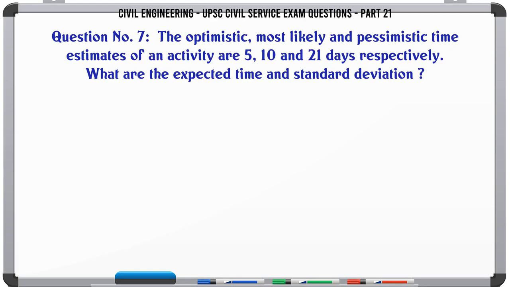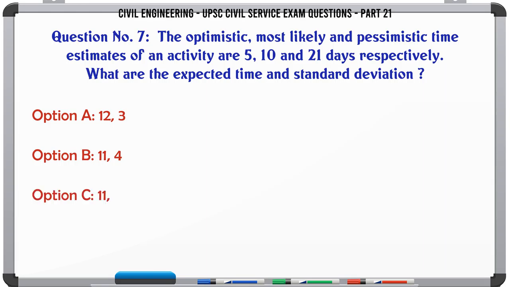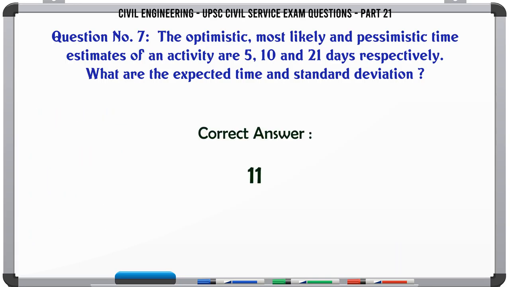The optimistic, most likely and pessimistic time estimates of an activity are 5, 10 and 21 days respectively. What are the expected time and standard deviation? A. 12, 3. B. 11, 4. C. 11. D. 10, 16. The correct answer is 11.